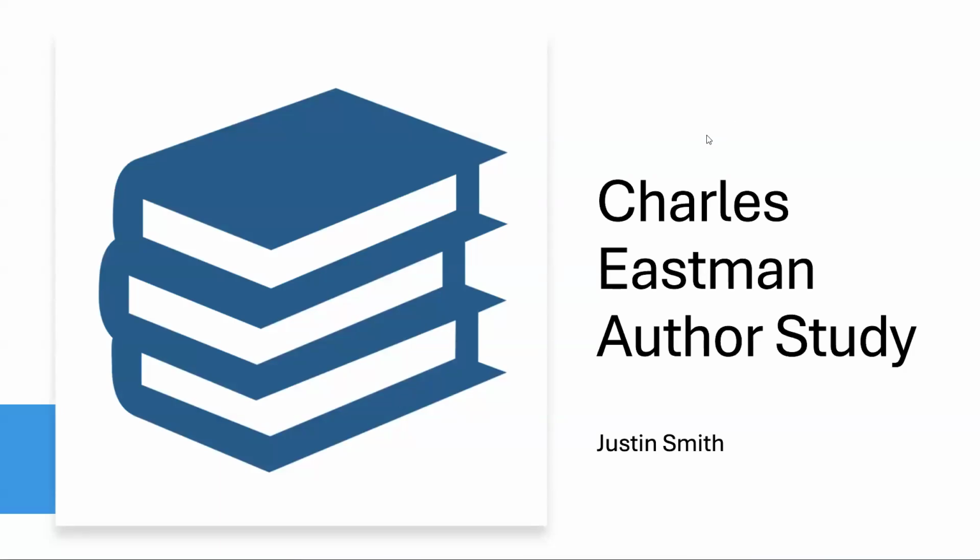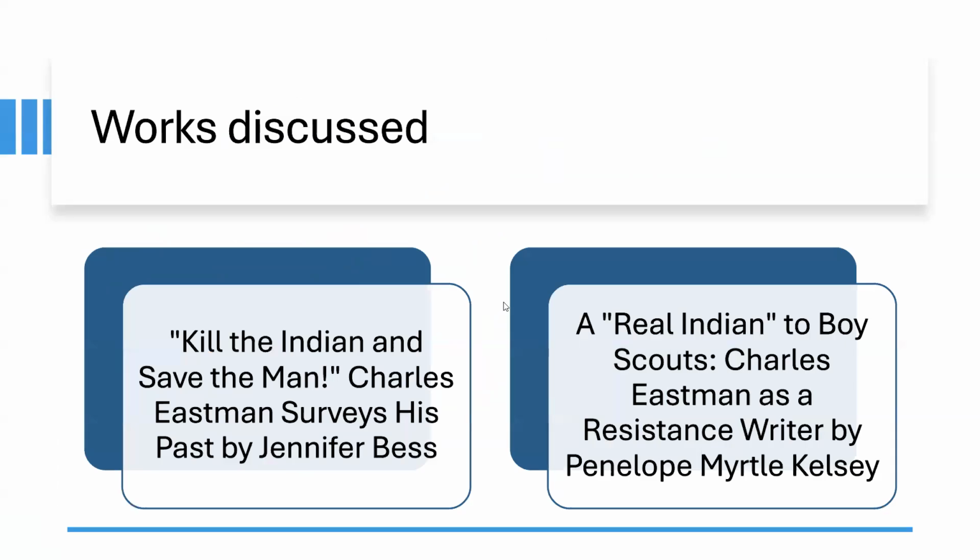The author of focus in this author study is Charles Eastman. There are two predominant works being looked at within this study. The first one is Kill the Indian and Save the Man: Charles Eastman Surveys His Past by Jennifer Bess. The second work being analyzed is A Real Indian to Boy Scouts: Charles Eastman as a Resistance Writer by Penelope Merle Kelsey.